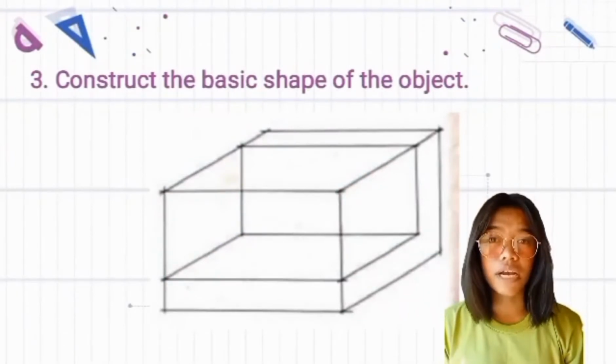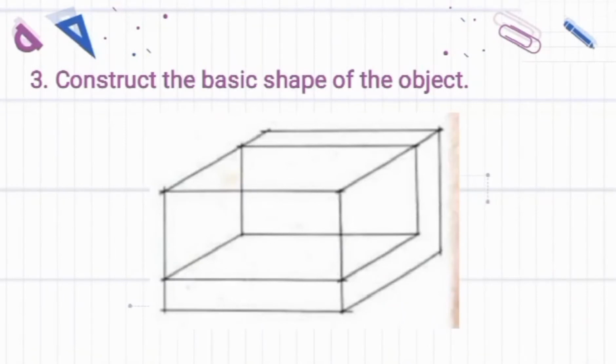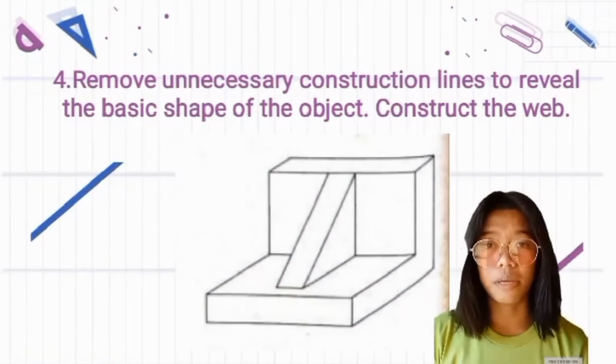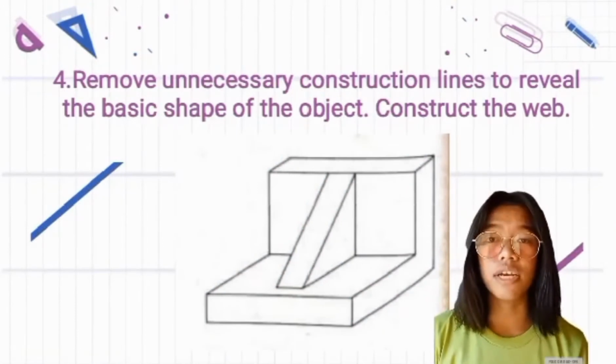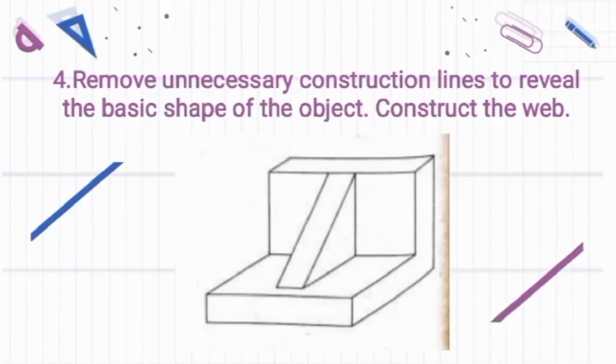Third step, construct the basic shape of the object. Tumutukoy naman dito sa pangatlo ay ang buuin o mabuo ang pangunahing hugis ng isang bagay. Fourth step, remove unnecessary construction line to reveal the basic shape of object. Dito naman sa pang-apat, ang sabi dito is tanggalin na daw yung mga unnecessary line para makita na yung shape ng object.